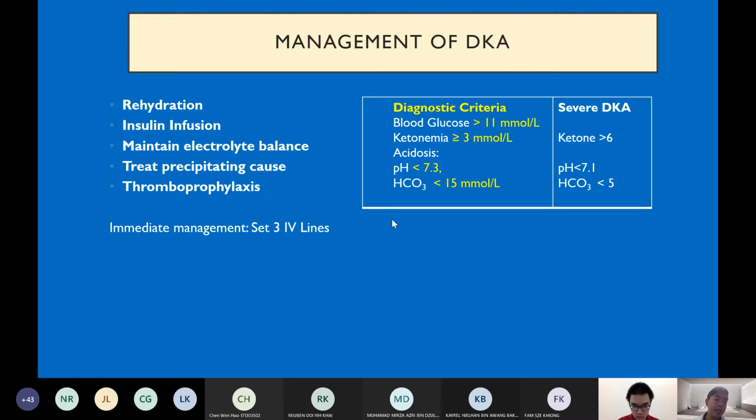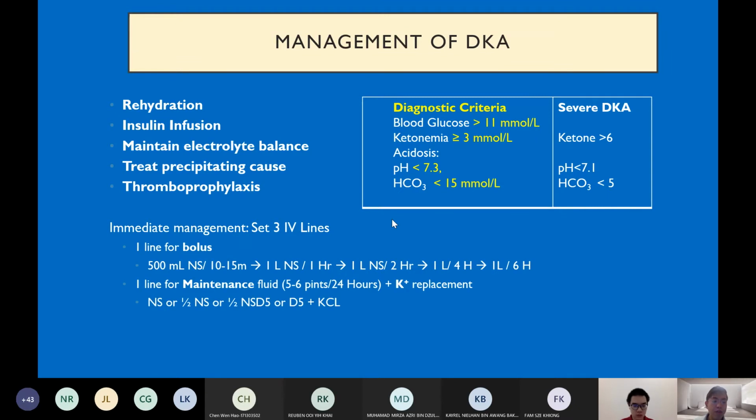So generally, as a patient comes to you in emergency with DKA, you need to set 3 large bore IV lines to give all these infusions that you're giving: hydration, insulin, antibiotics. And one line for bolus, okay, one line for your maintenance strips that you would run concurrently with your bolus. So within that maintenance fluid is where you will give any potassium replacement if needed.